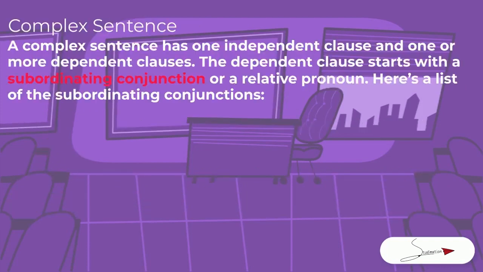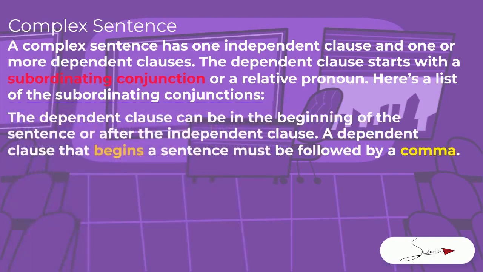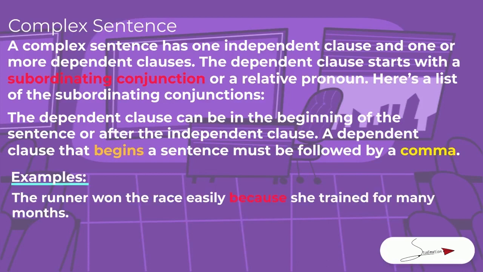A complex sentence has one independent clause and one or more dependent clauses. The dependent clause starts with a subordinating conjunction or a relative pronoun. Here's a list of the subordinating conjunctions. The dependent clause can be in the beginning of the sentence or after the independent clause. A dependent clause that begins a sentence must be followed by a comma. Examples: the runner won the race easily because she trained for many months. Unless you want trouble, you should stop.